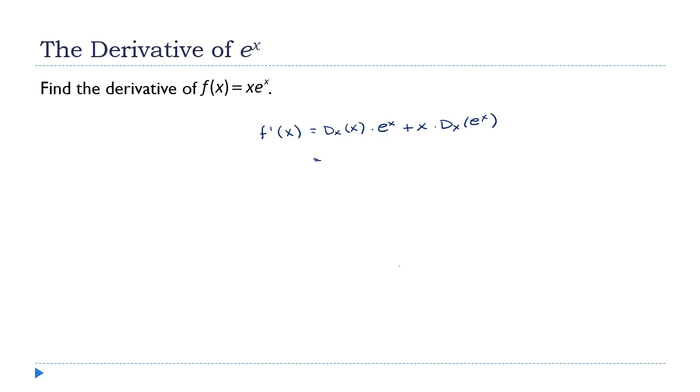The derivative of x is 1. So this first term is just e to the x. And the derivative of e to the x is e to the x. So this is plus x e to the x. And that's it. That's all there is to it. This derivative is, like I said, one of the easiest formulas you're ever going to have to work with.